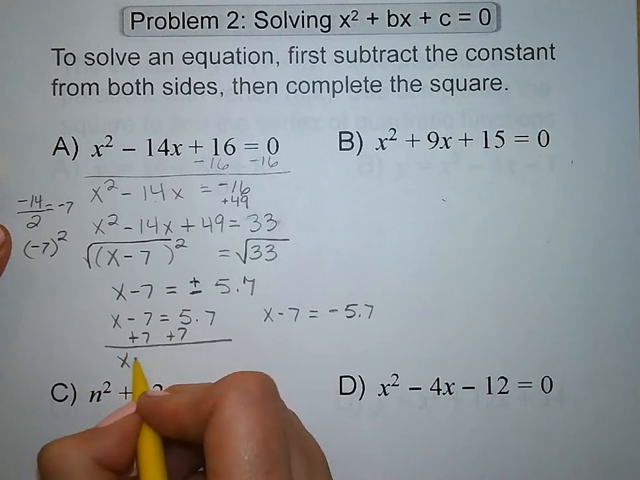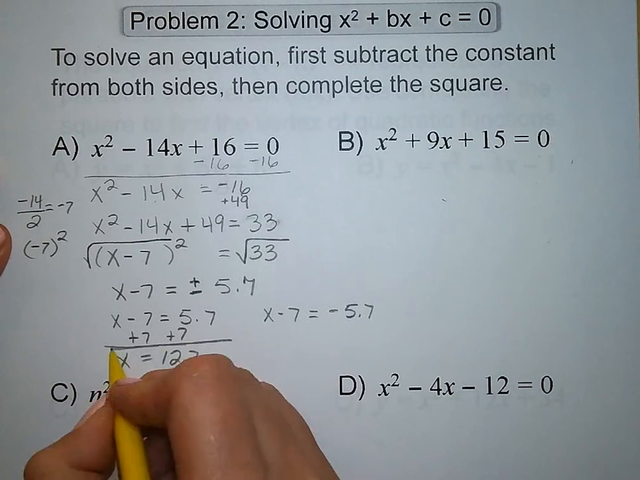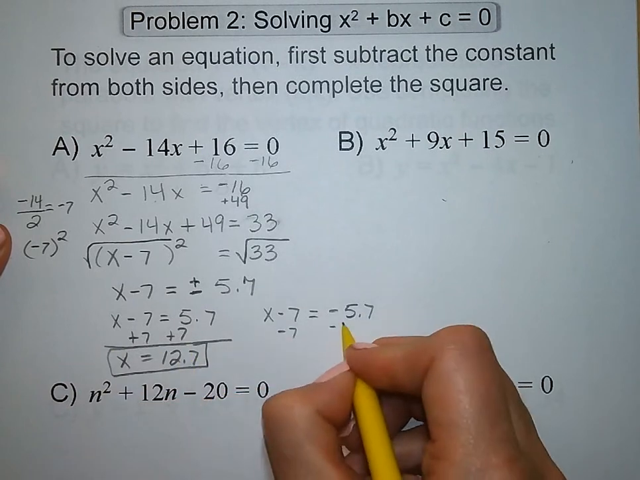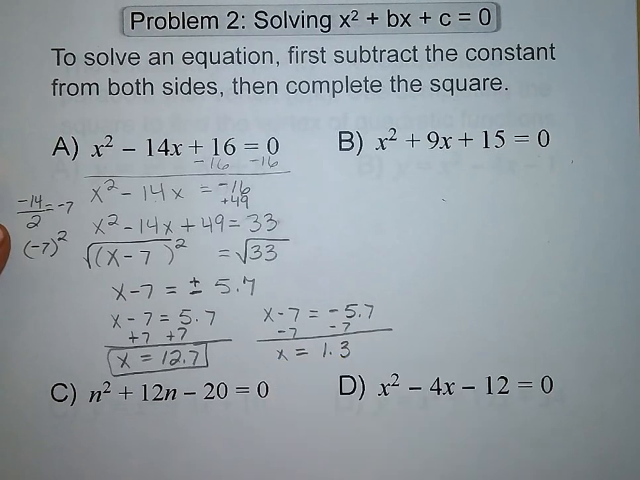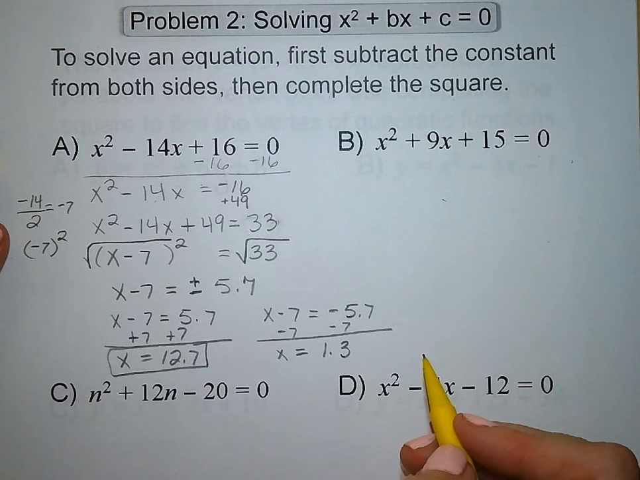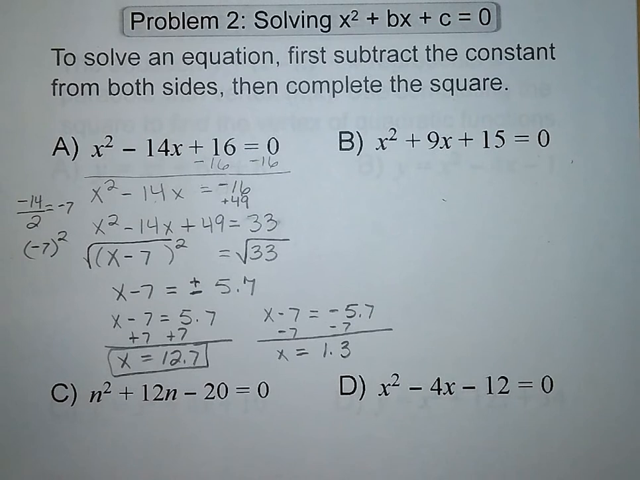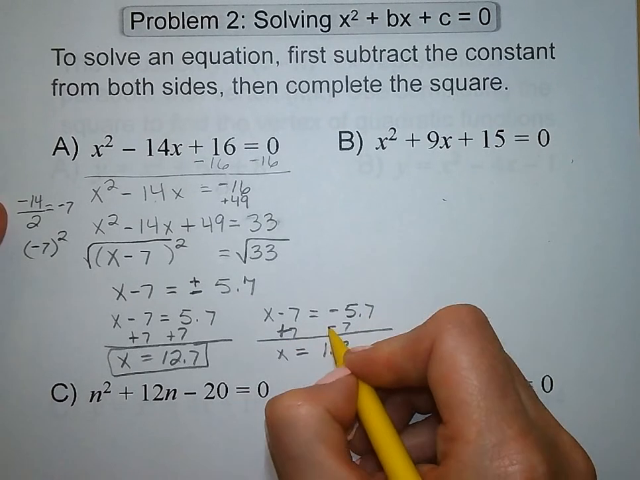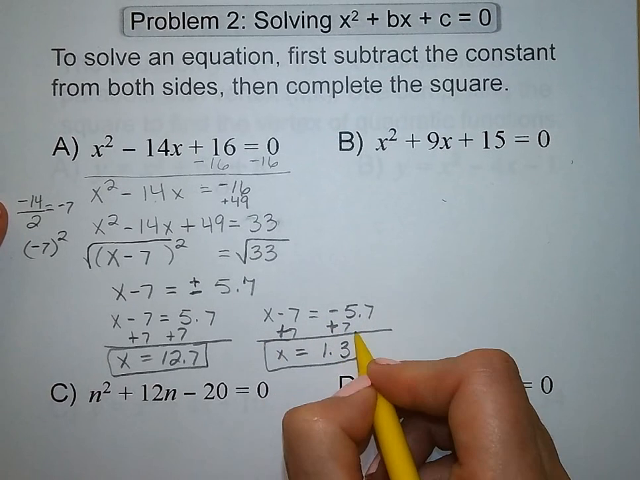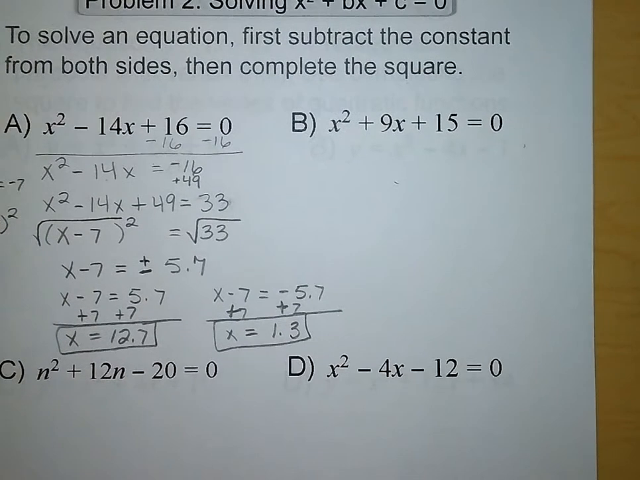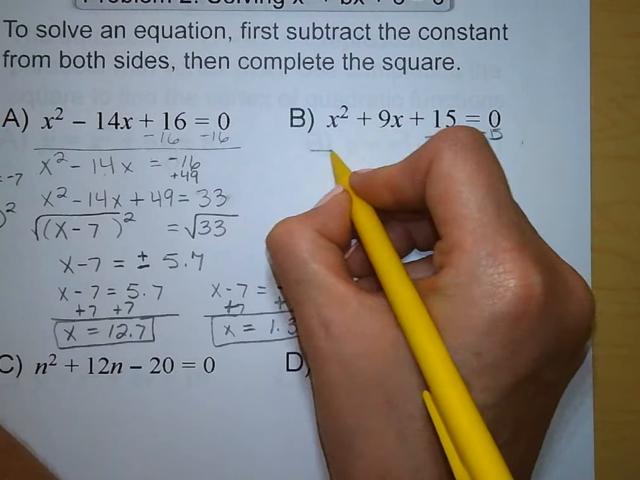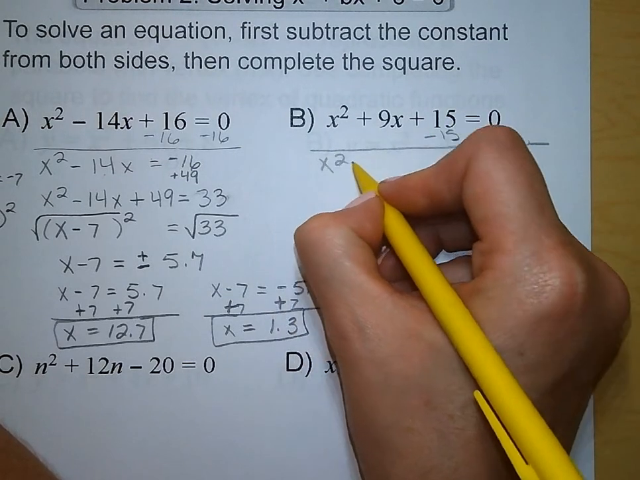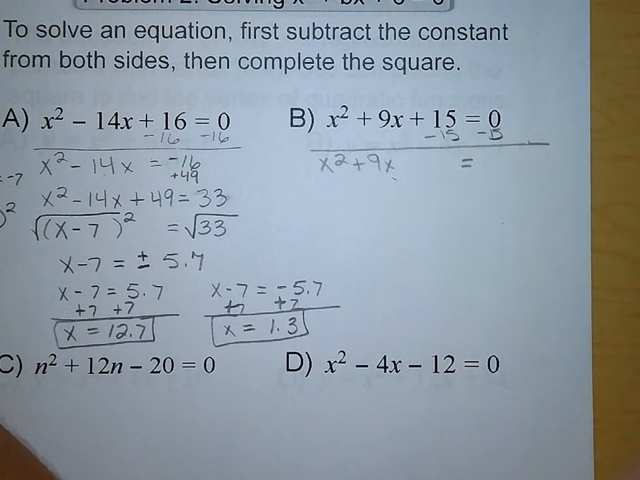Add 7 to both sides, and x is going to equal 12.7. Add 7 to both sides, and x is going to equal 1.3. Okay, those are 2 solutions. All right, letter B, we're going to do the same process. We're going to subtract that 15 to get it to the other side. We have x squared plus 9x equals negative 15.